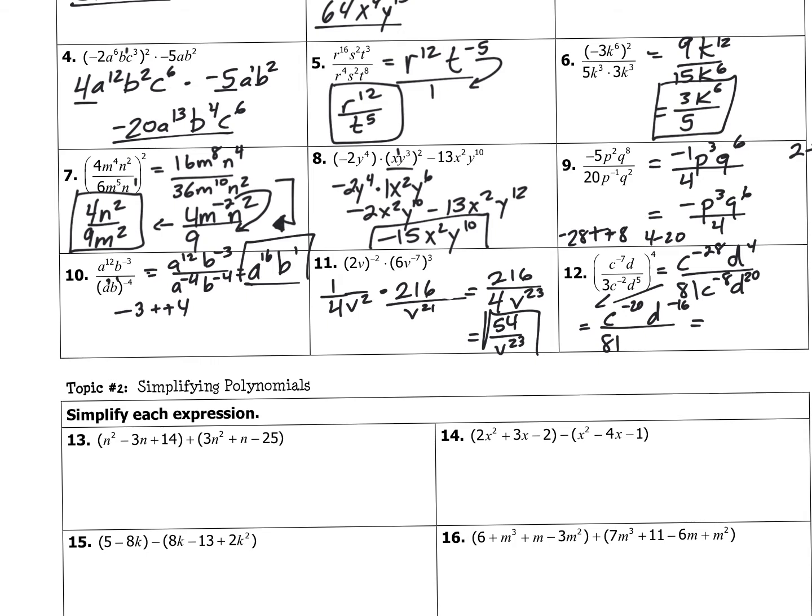And so both of those need to move to the denominator. So I have 1 over 81 c to the 20th d to the 16th. And that's it. Okay. All right, so that's exponent rules, all right?